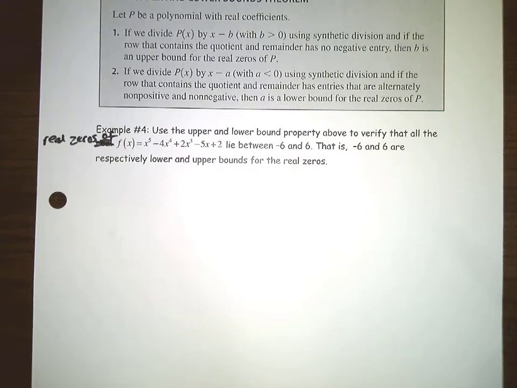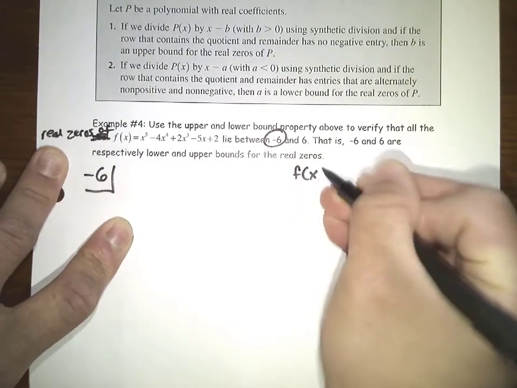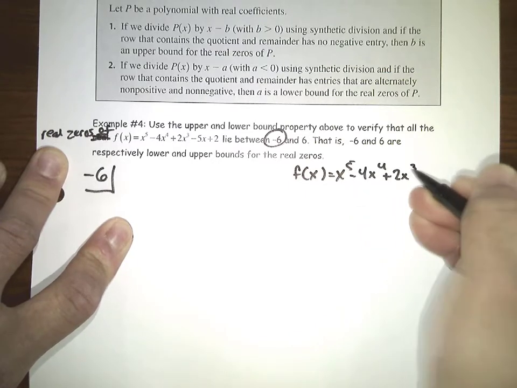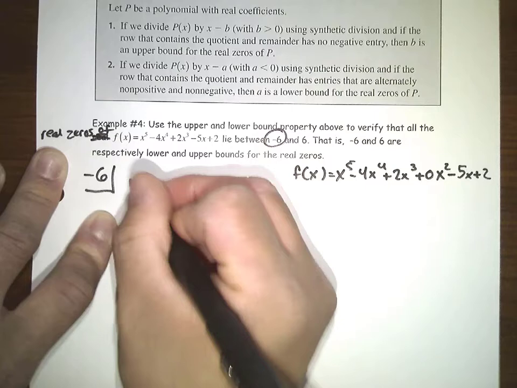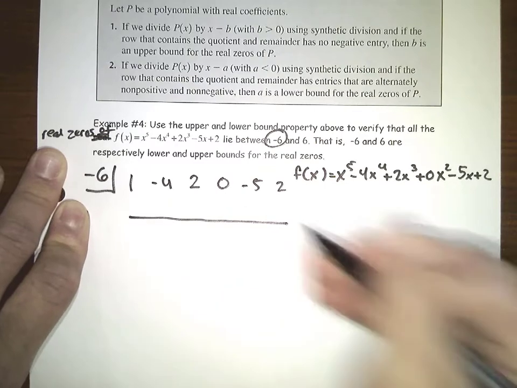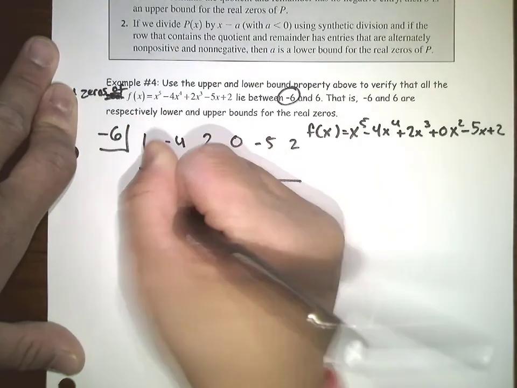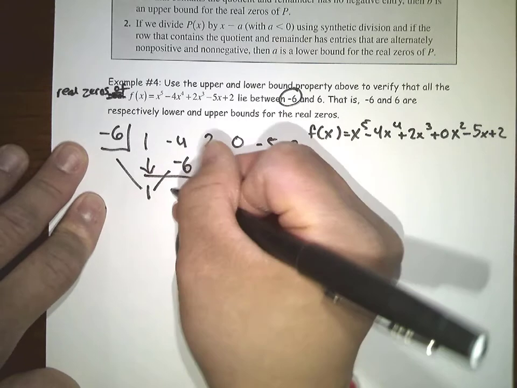All right, so let's start with the -6 here. So f of x, we have x to the fifth minus 4x to the fourth plus 2x to the third, and then don't forget that 0 for the x squared term, minus 5x plus 2. So 1, -4, 2, 0, -5, 2. And notice I rewrote it this time so that I wouldn't look at the wrong exponent and forget the 0 again. So bring down the 1. -6 times 1 is -6. -4 plus -6 is -10.